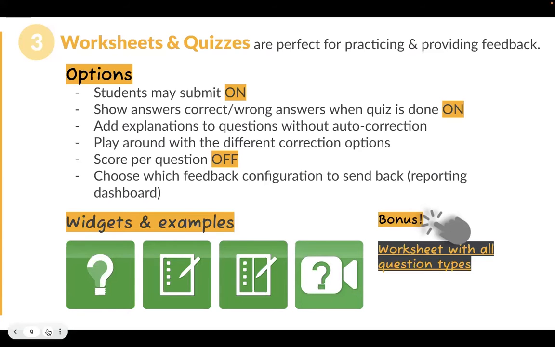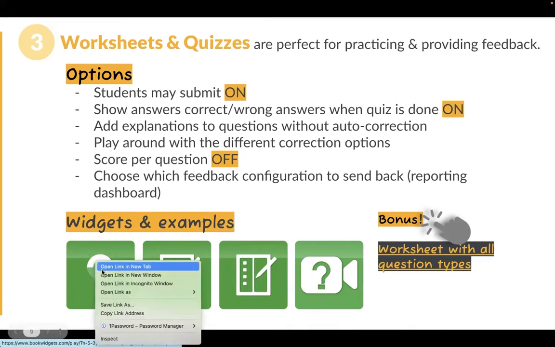Score per question is off because you don't necessarily want students to be so focused on the grade and the score. You do want them to know if they've gotten the material correct or not, but the points in this case aren't really relevant because you want them, again, to focus on the information and if they've accurately acquired it. You can also choose which feedback configuration to send back. So what are the specific components in the reporting dashboard? We'll show that to you in a bit to take a look at how you can customize that feedback and what students will receive. All right, so let's take a look at a few examples.